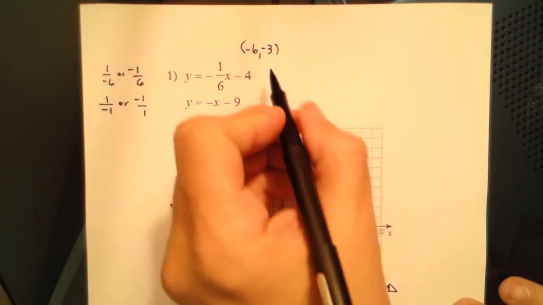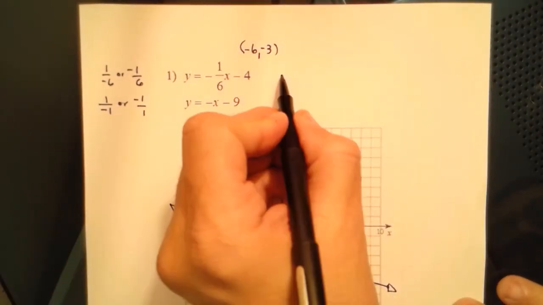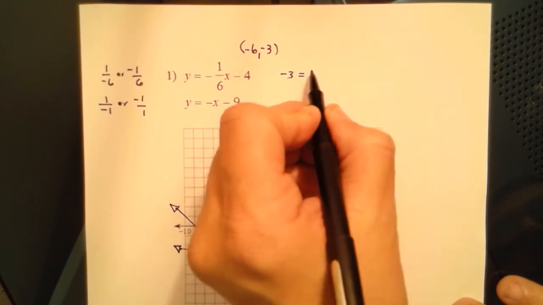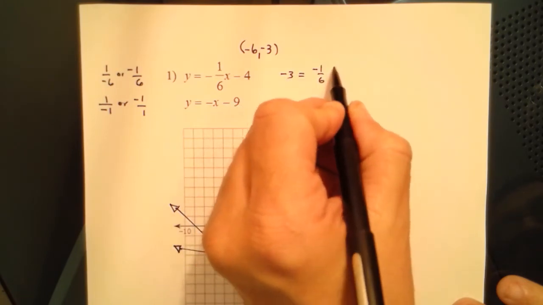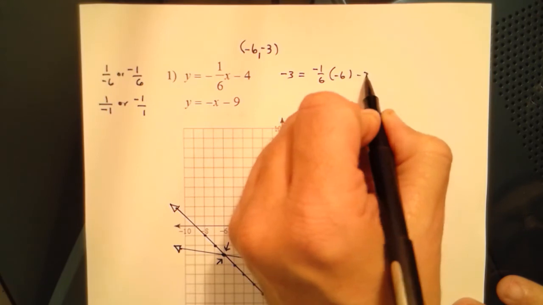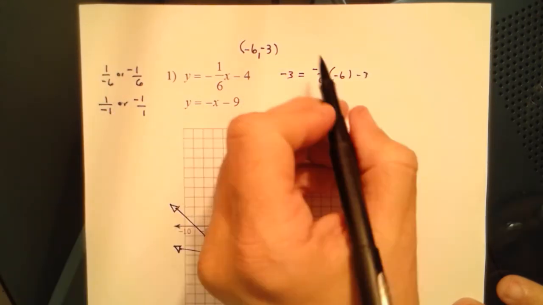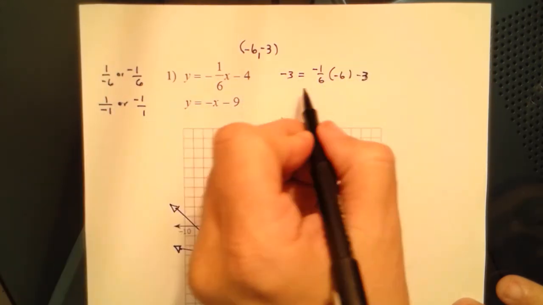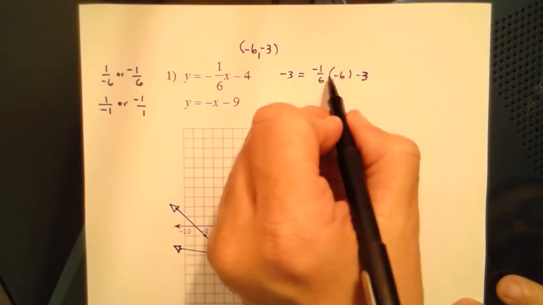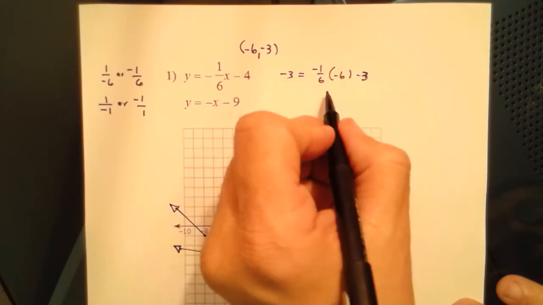The first one says, well, y is negative 3, so we're going to say negative 3 is equal to negative 1/6 times negative 6 minus 3. If we simplify this, then we have multiplication here. Negative 1/6 of negative 6 is positive 1.